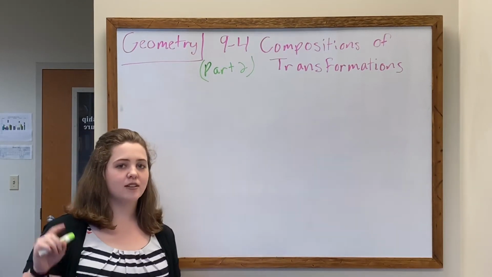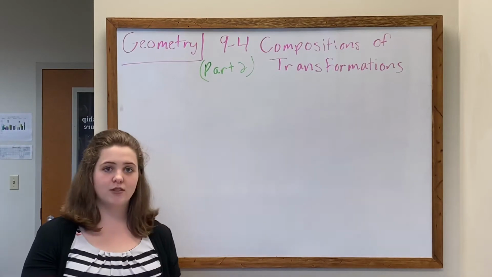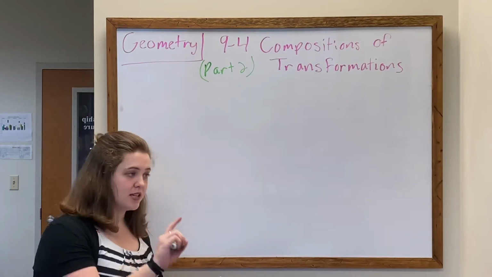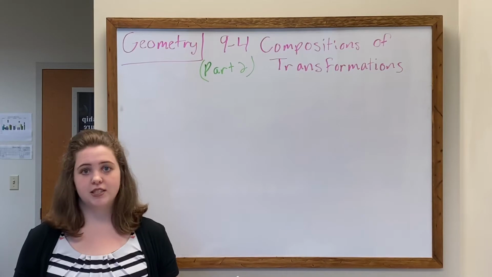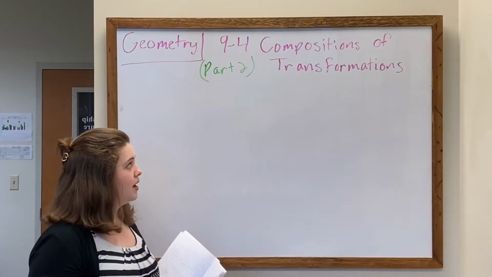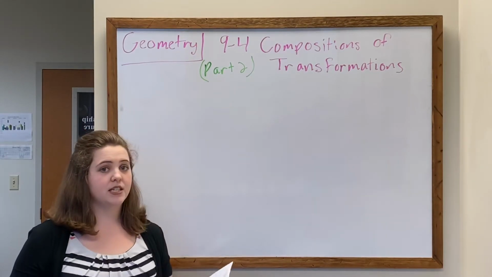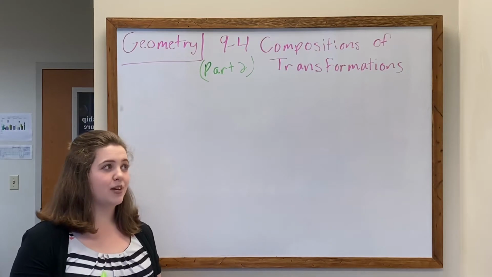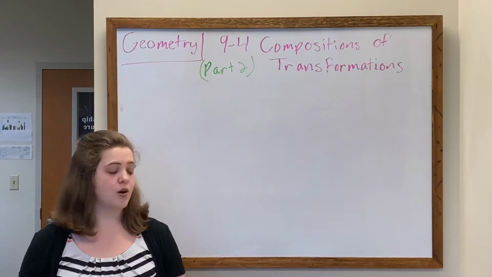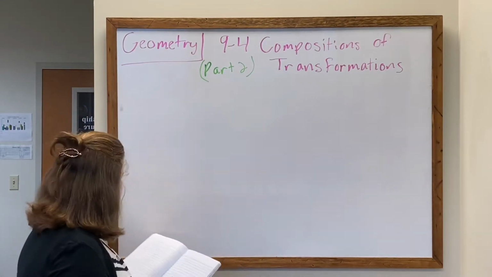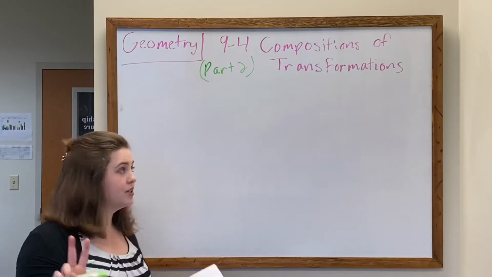Yesterday we talked about a composition of transformations that was a translation and then a reflection. Today we're going to talk about a composition of transformations that happens if we have two reflections in a row. And that can happen in two different situations.